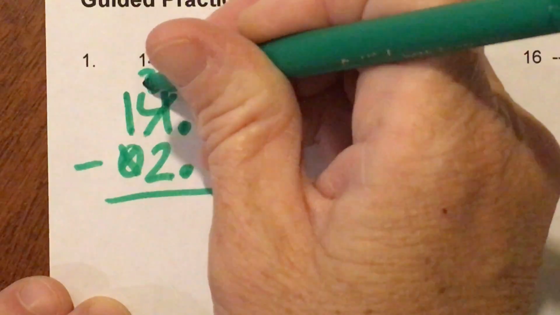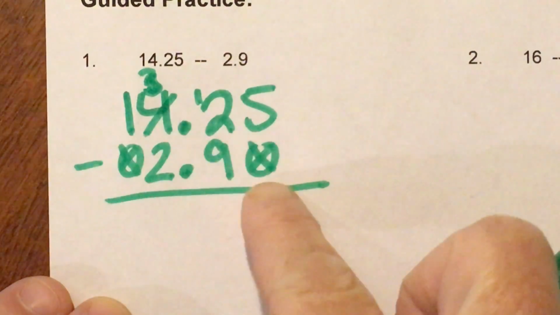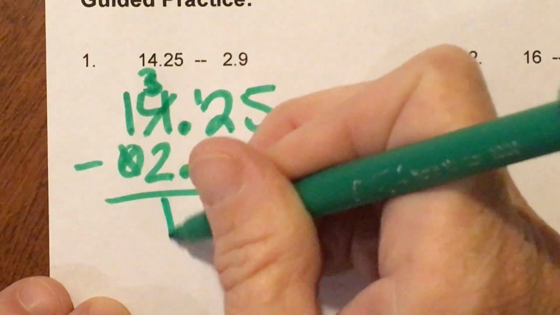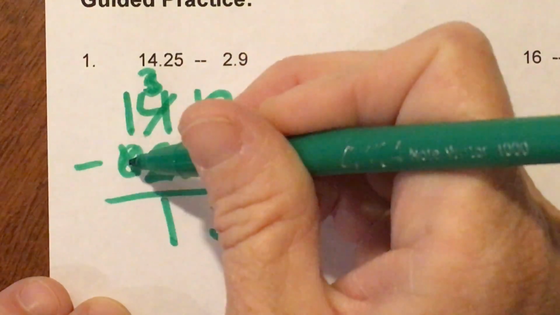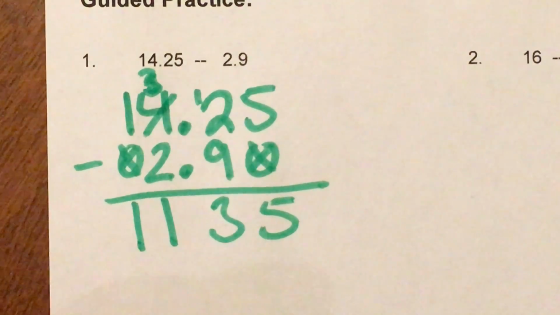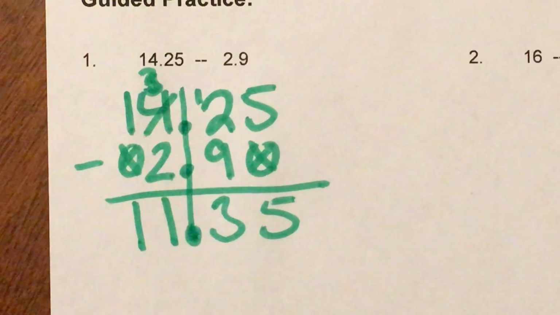He becomes a 3, and now he becomes a 12. So 12 take away 9 is 3. 3 take away 2 is 1. And 1 take away 0 is 1. So that's my step 4. And step 5 is I'm going to bring the decimals down with a line. Okay, so really I think the hardest part of tonight's lesson is the borrowing.